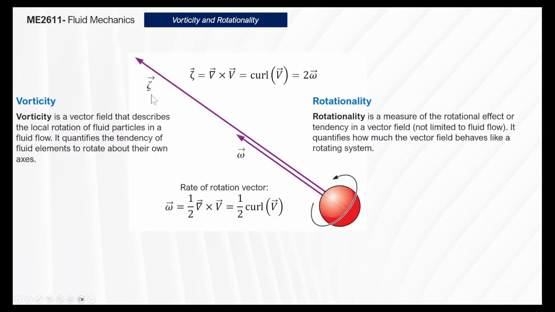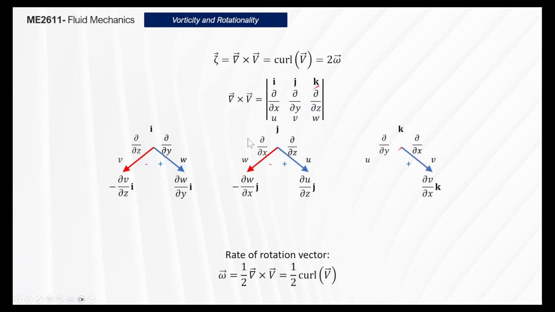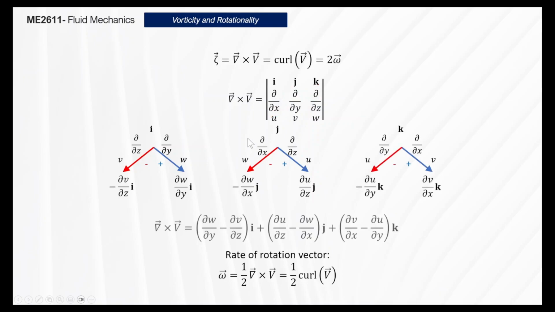Here is the Greek symbol, zeta, for vorticity, and that is the rate of rotation, the angular velocity. Fortunately, we won't be doing much of that. And here's the derivation, where you can see there's a cross product, kind of similar to what you do in statics, and you will yield this particular Cartesian vector rotation.